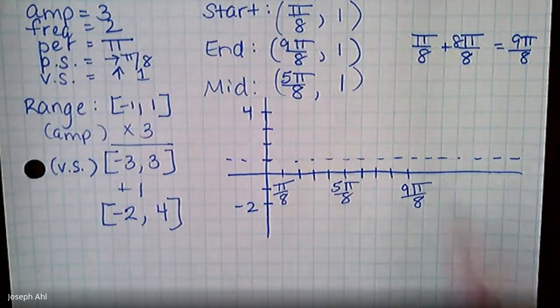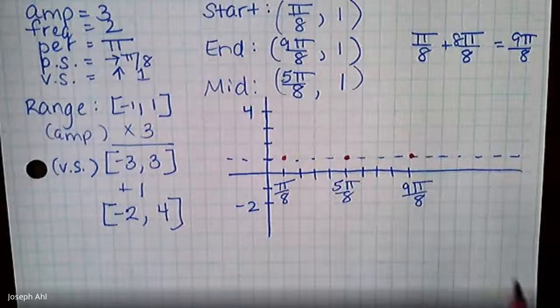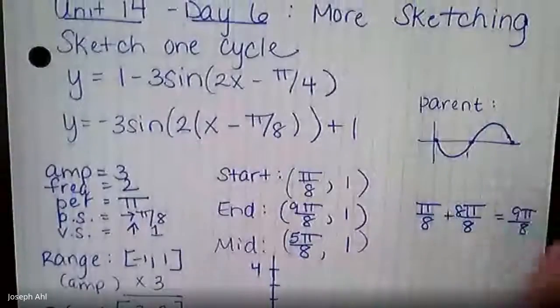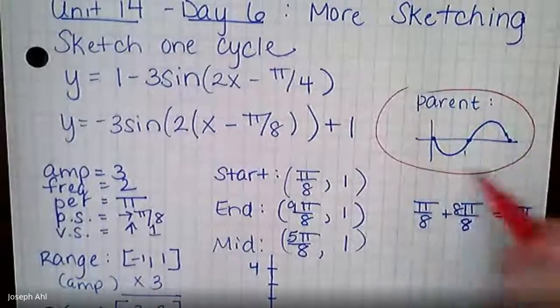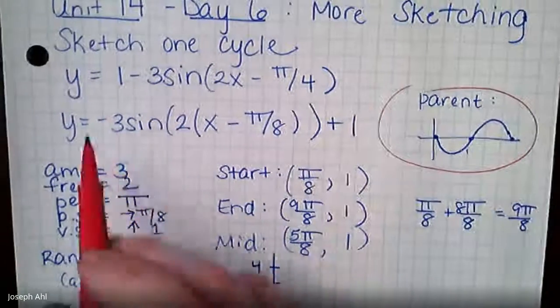So the start, pi over 8, 1. The middle, at 5 pi over 8. And the end at 9. In between the start and the middle, if it's upside down sine, here's where we have to go back to that parent. Don't forget that this is the parent function, because it's really easy to forget that we're reflecting this over the x-axis because of the negative.